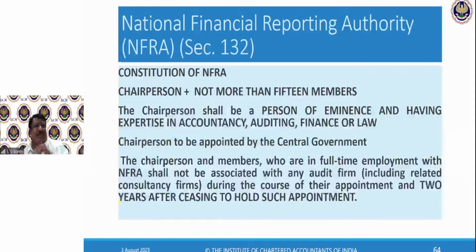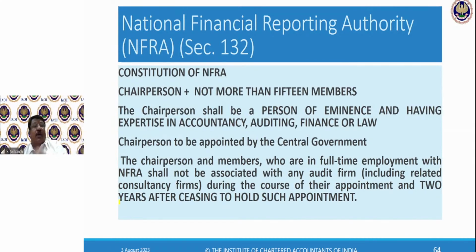See, now the NFRA can have a chairperson and not more than 15 members. The chairperson shall be a person of eminence, having expertise in accounting, auditing, finance, or law. The chairperson to be appointed by the central government. The chairperson and members who are in full-time employment shall also not be associated with any audit firm, during the course of their employment and for 2 years after ceasing to hold.